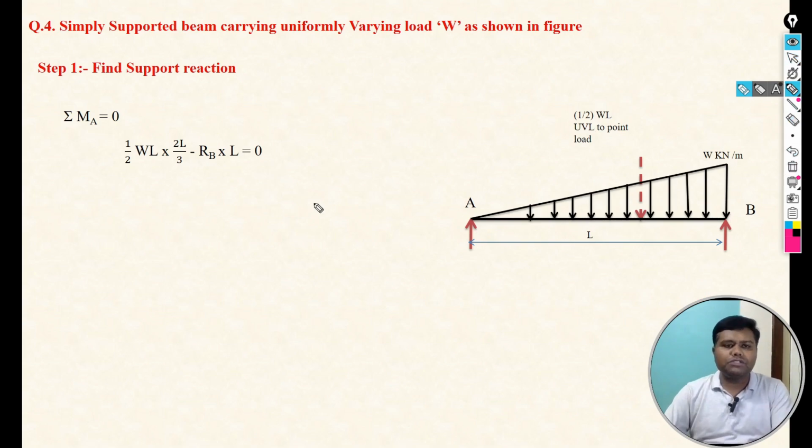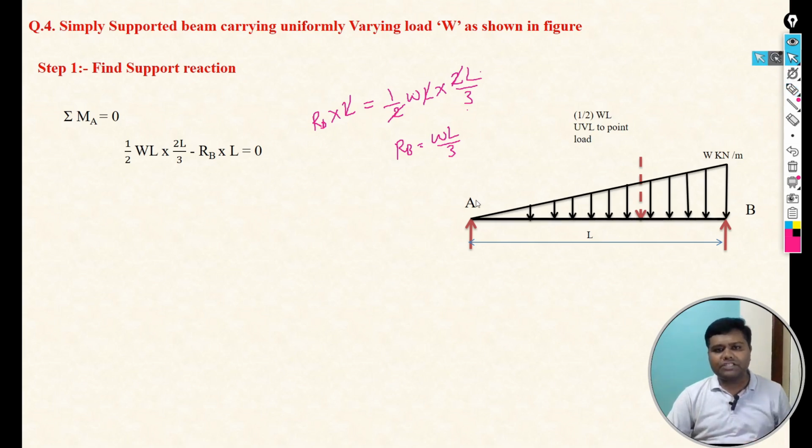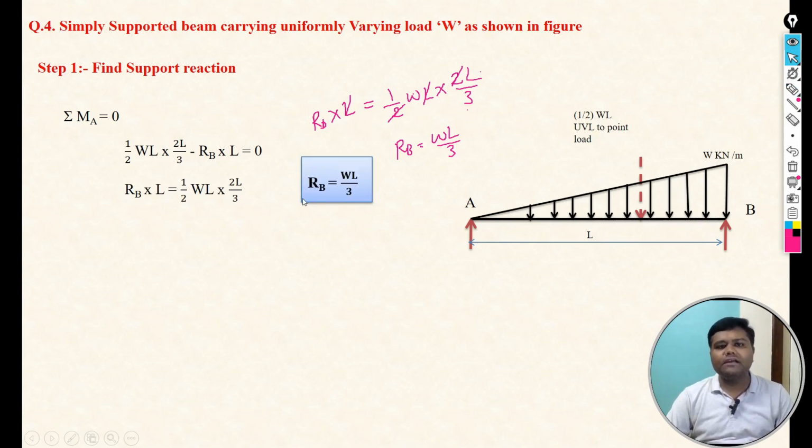Now we have to just solve this equation. Whatever Rb into L term is there, we can take that term to one side. We can write Rb into L equals 1 by 2 WL into 2L by 3. Here the 2 gets cancelled, and one L gets cancelled. The remaining term is Rb equals W, L, and 3, so WL by 3. So we can say the support reaction at point B is WL by 3. So this reaction we have calculated.